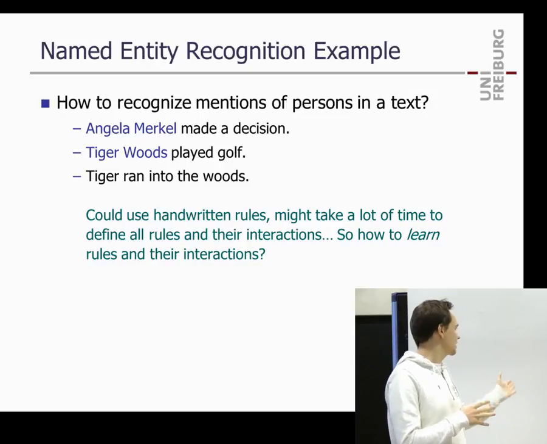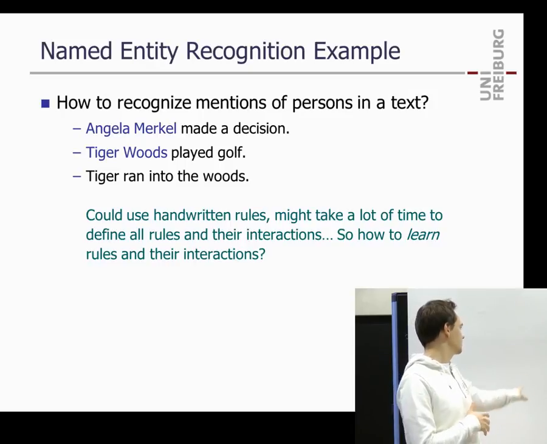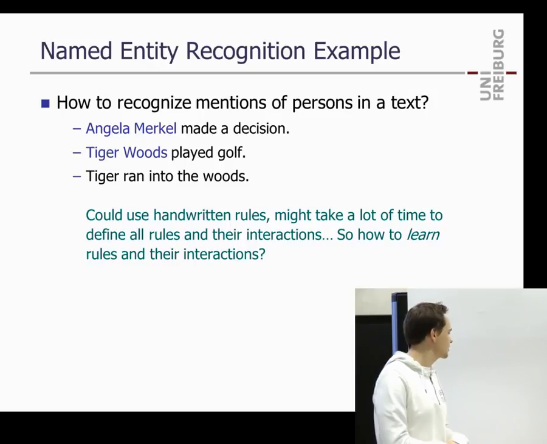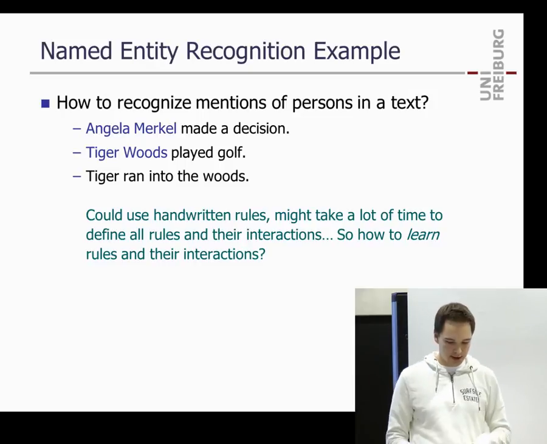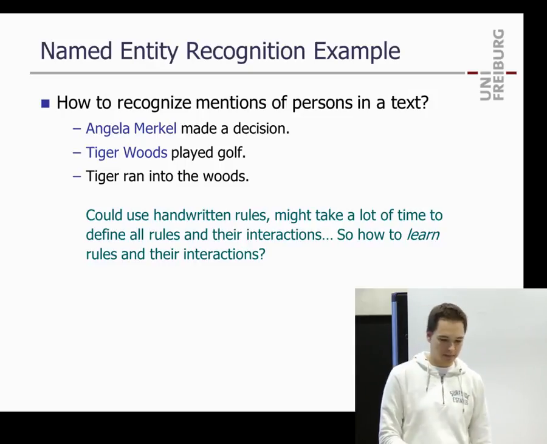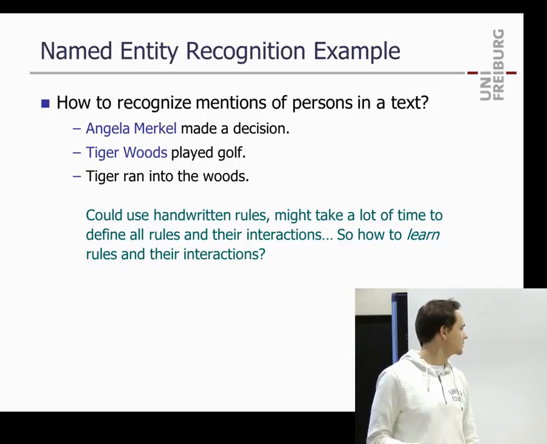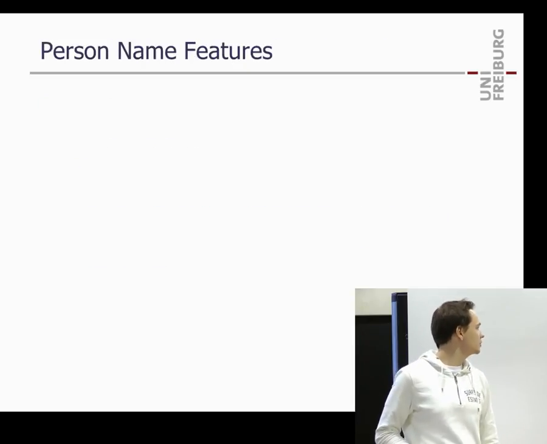How can we know that this is a person and this is not a person? That Tiger Woods is a person, but in Tiger ran into the woods, there is no person. How can we learn the rule for that? And that's what I will try to show you in this seminar. How can we do that?